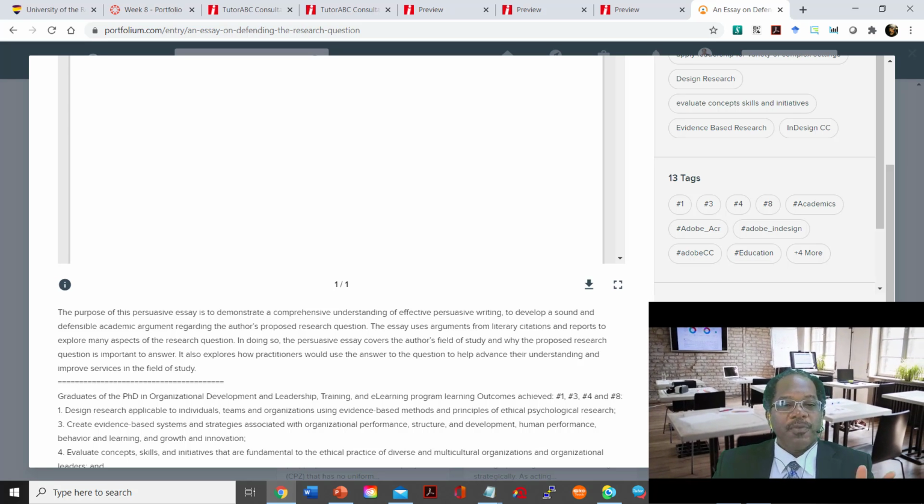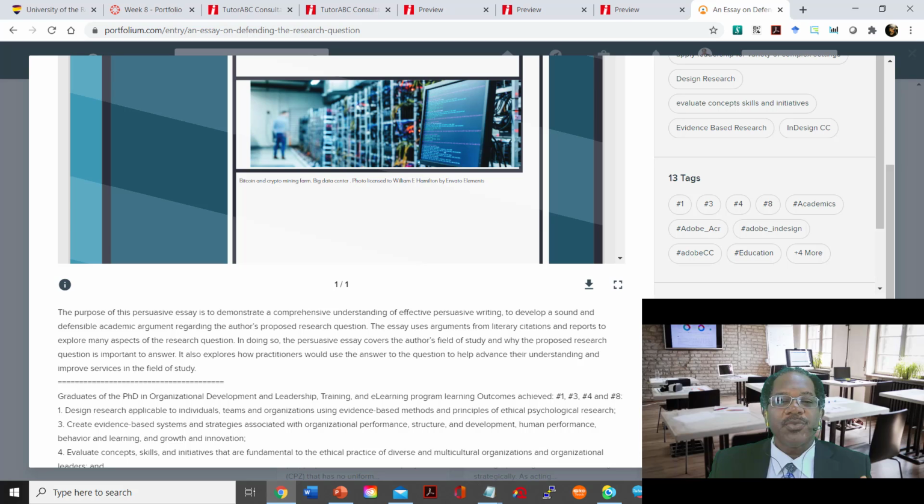The purpose of this particular essay or paper is to demonstrate a comprehensive understanding of effective persuasive writing, to develop a sound and defensible academic argument regarding my proposed research question. This essay uses arguments from literary citations and reports to explore many aspects of the research question, and in doing so, it covers my field of study, proposed research question, and answers many important questions. It also explores how practitioners would answer the question and help advance their understanding and improve services in the field.